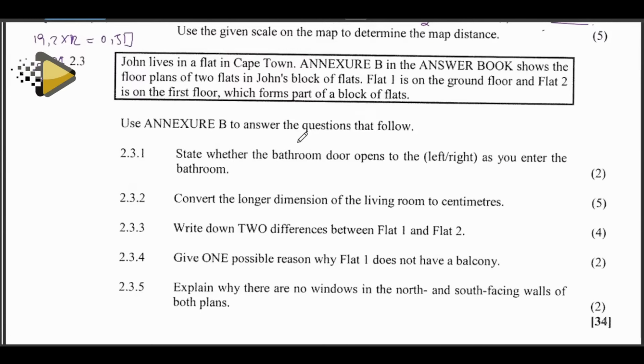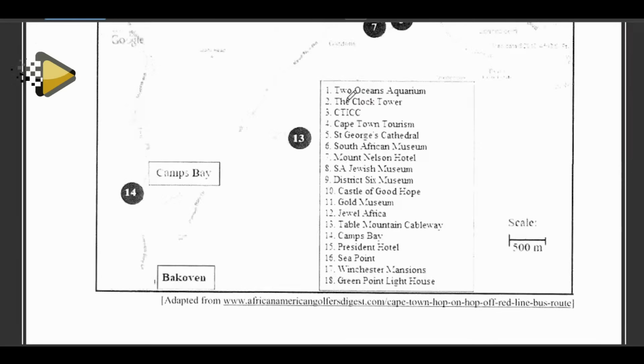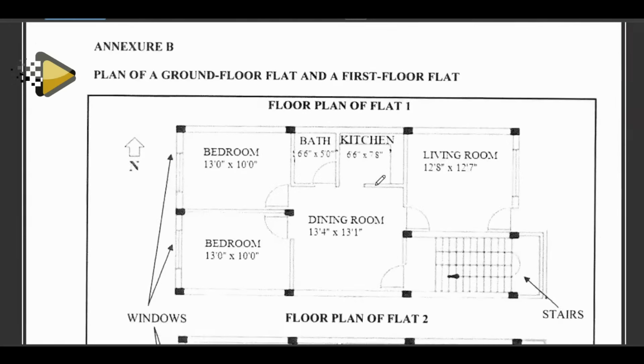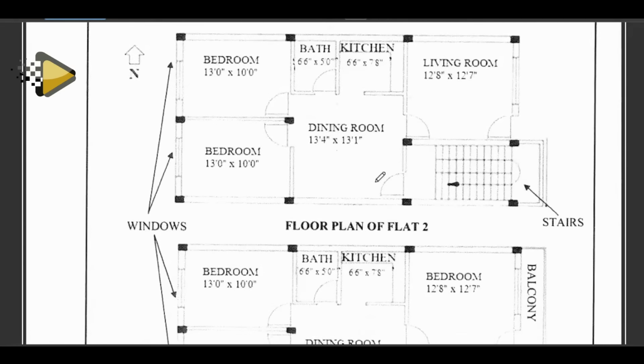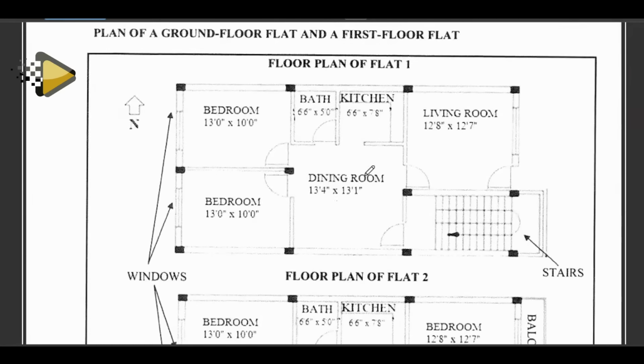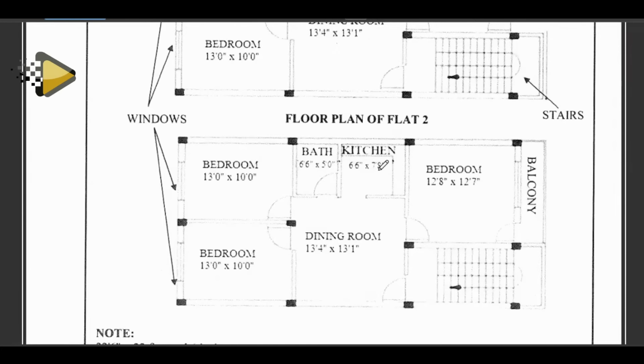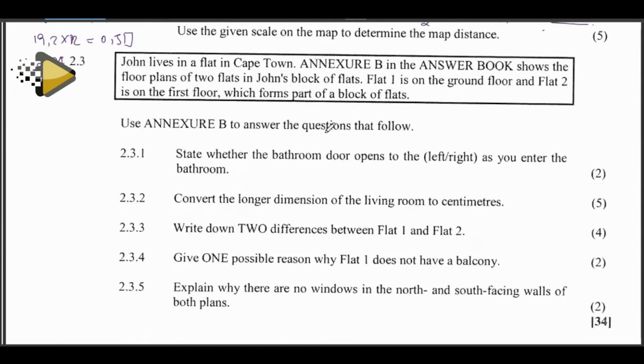John lives in a flat in Cape Town. Annexure B in the answer book shows the floor plans of the two flats in John's block of flats. Flat 1 is on the ground floor and flat 2 is on the first floor, which forms part of a block of flats. Okay, let's go there and see what they're talking about. It looks like this: ground floor and the first floor. All right, let's continue to see.